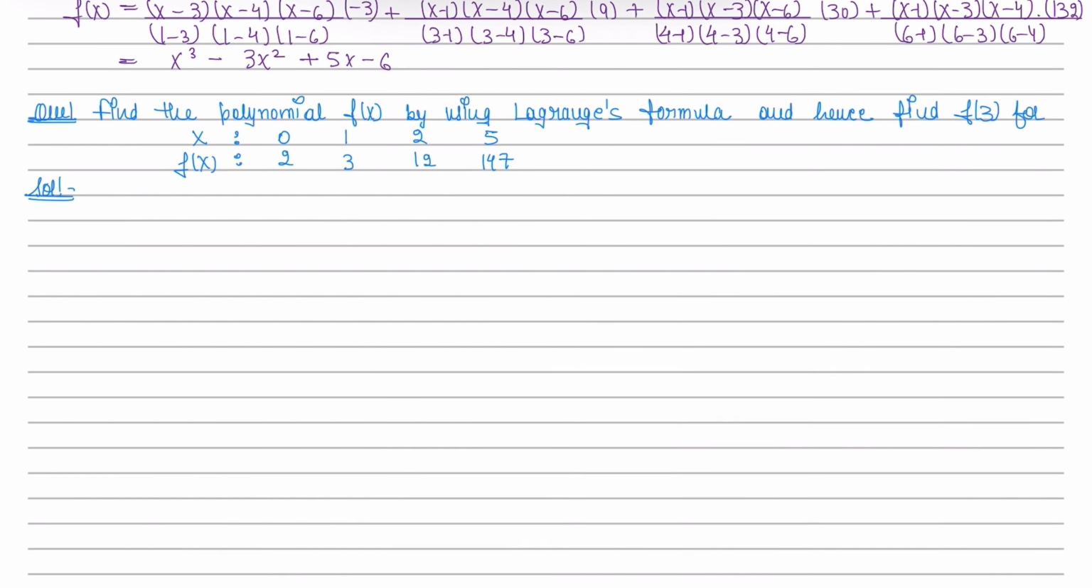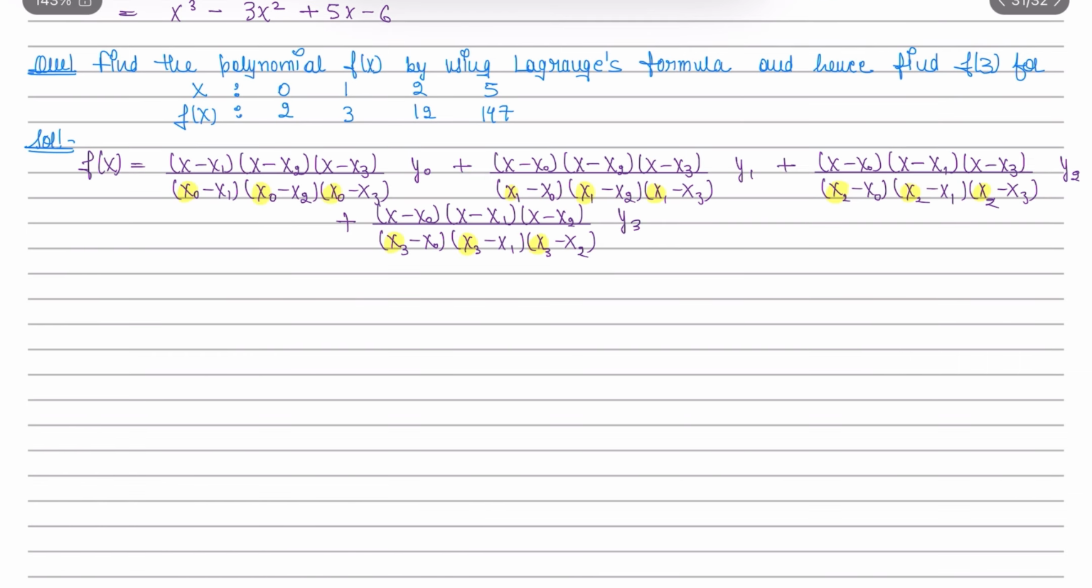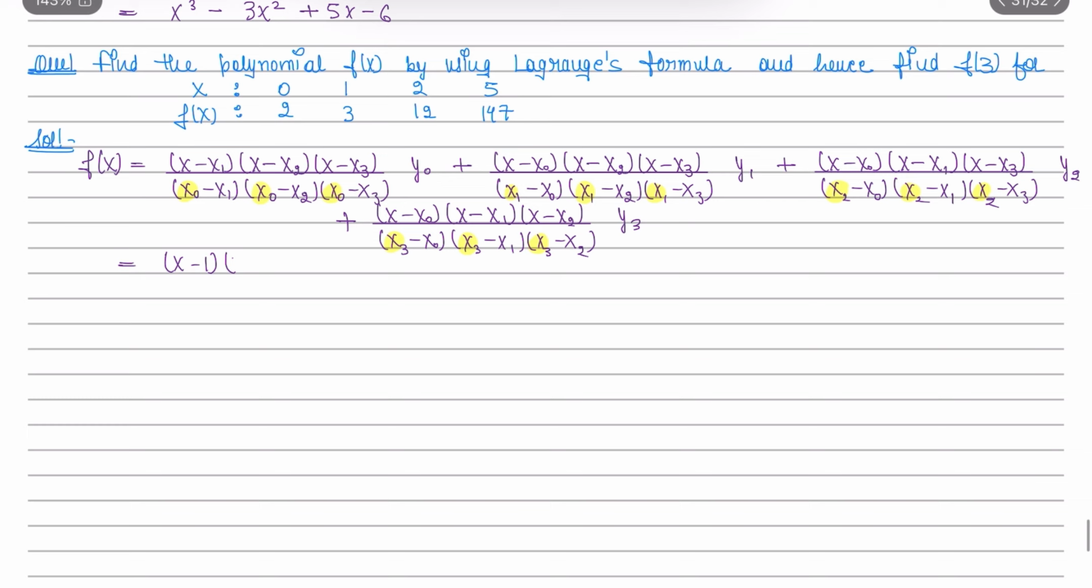In this question, we have to find out a Lagrangian polynomial using the given data, and after that we have to find the value of f of 3. The Lagrangian polynomial for this question will still be the same, and after putting the values of xi's and yi's, it will become x minus 1 into x minus 2 into x minus 5 whole divided by 0 minus 1, 0 minus 2, 0 minus 5 into 2.